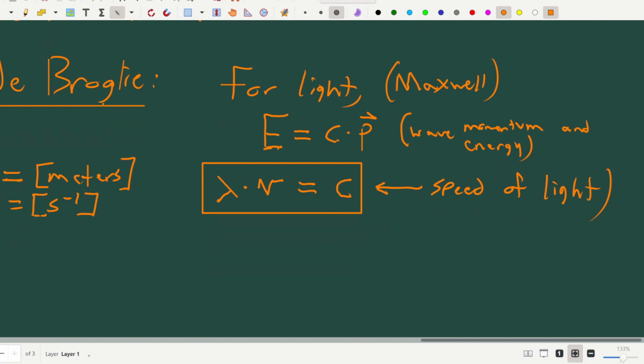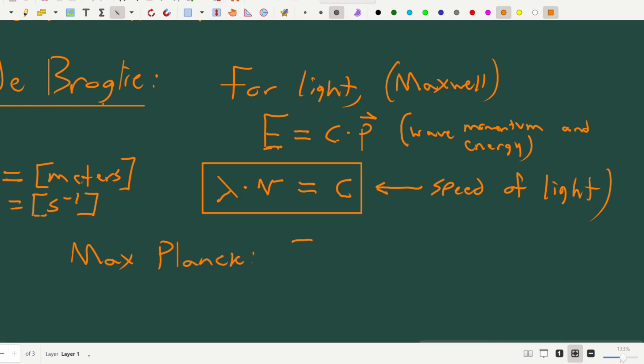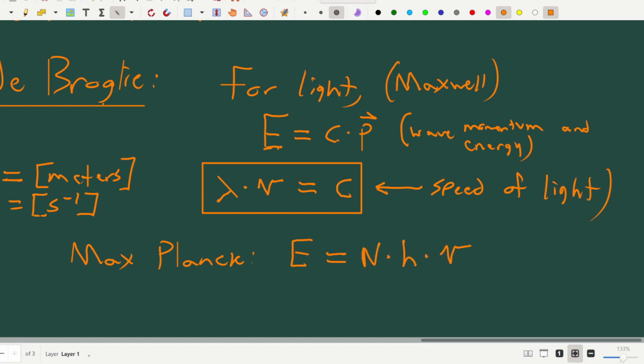We have one more relationship that we can use. If you go back to your notes when we talked about the black body, about Planck's law and black body radiation, Max Planck realizes something very interesting. Remember that what Max Planck said is that the energy of the light being emitted from a black body is equal to some number n times some constant h times its frequency.